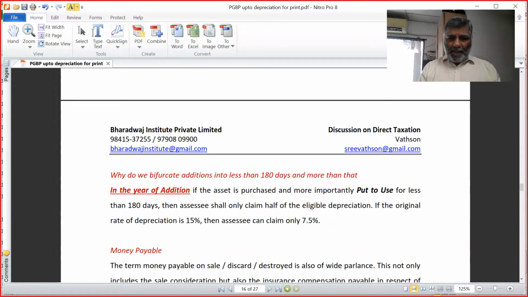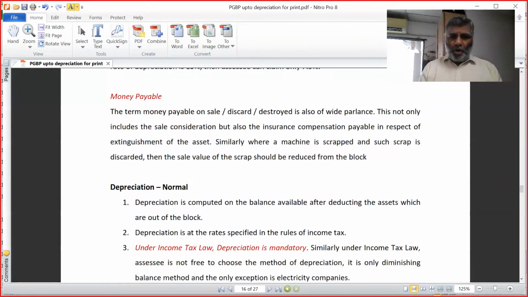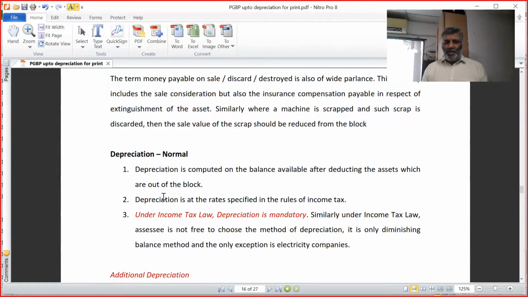Coming to the next core concept, depreciation under income tax law can only be on diminishing balance basis, except electricity companies, which have the option of following straight line basis. All other entities, only diminishing balance. And in income tax law, depreciation is not optional, it is mandatory.